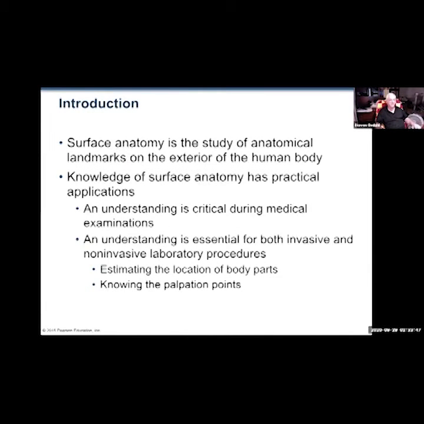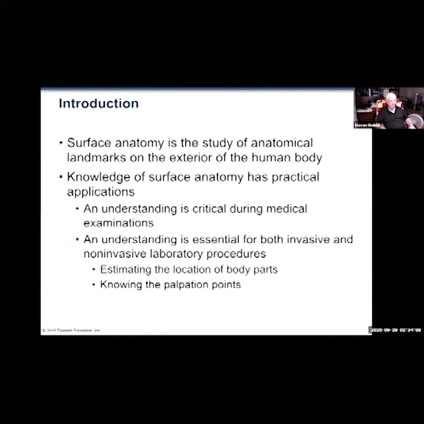So surface anatomy is a study of the anatomical landmarks on the external surface of the body. Okay? So knowledge has practical applications. Understanding is critical during medical examinations. That's one of the things you need surface anatomy for. They point to something and say, what is this? Understanding this is needed both for invasive and non-invasive laboratory procedures.